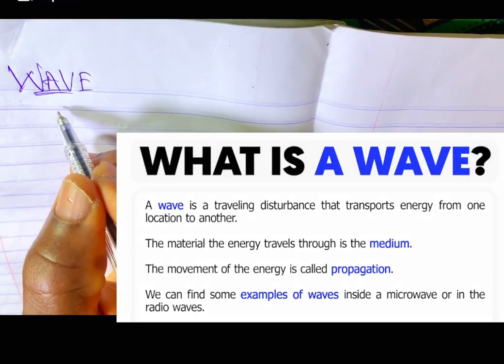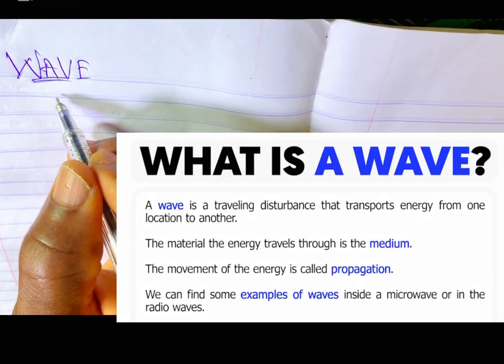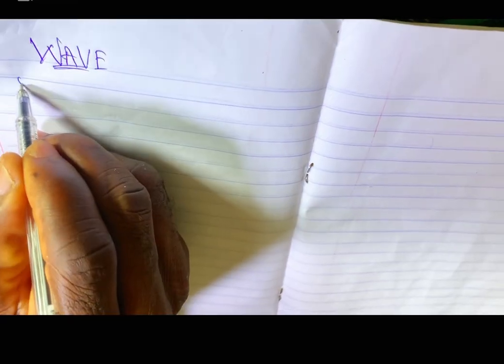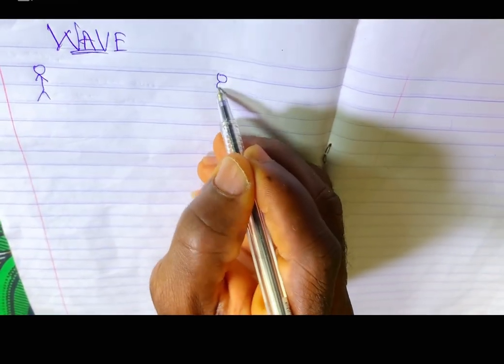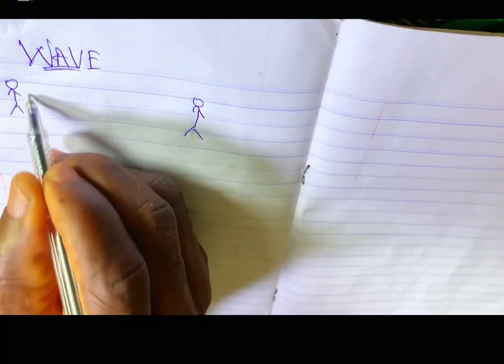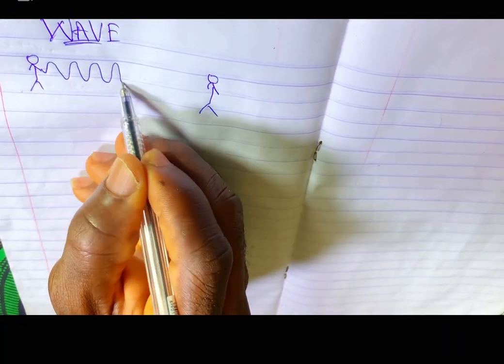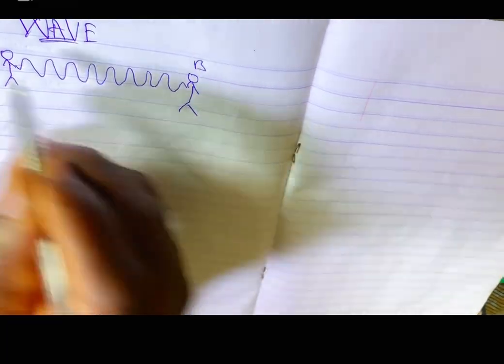Wave can be defined as a disturbance which can be transferred from one point to another without causing any permanent displacement of the medium. What do we mean by that? We have, for instance, a young man standing right here and another guy standing right on the other side, and this guy is holding a rope and he's flipping it towards the direction of this other guy B.